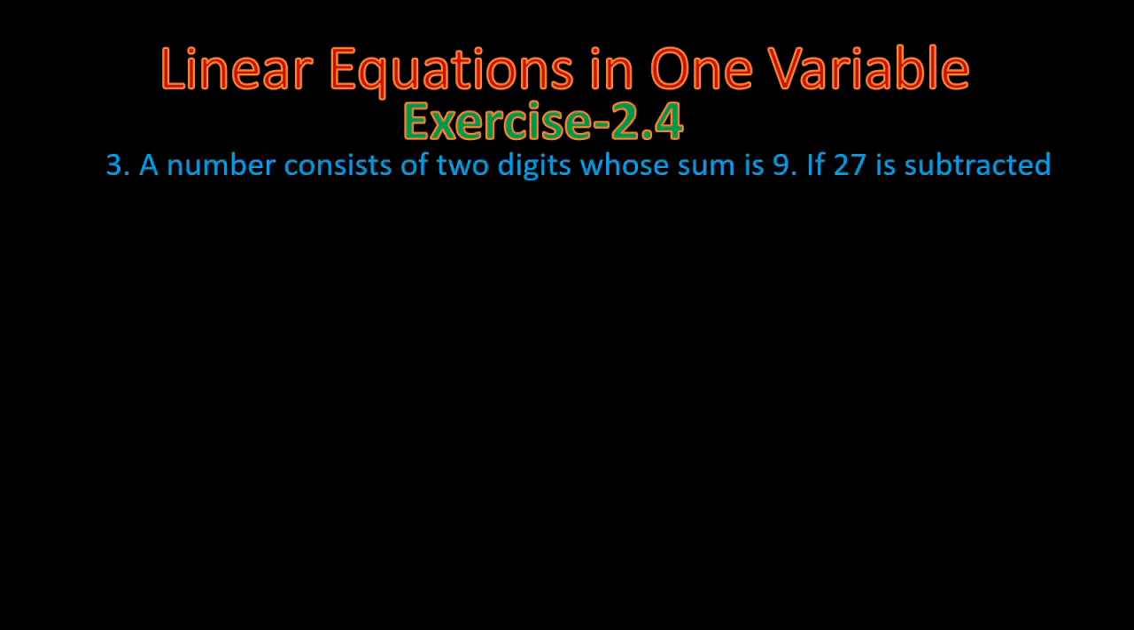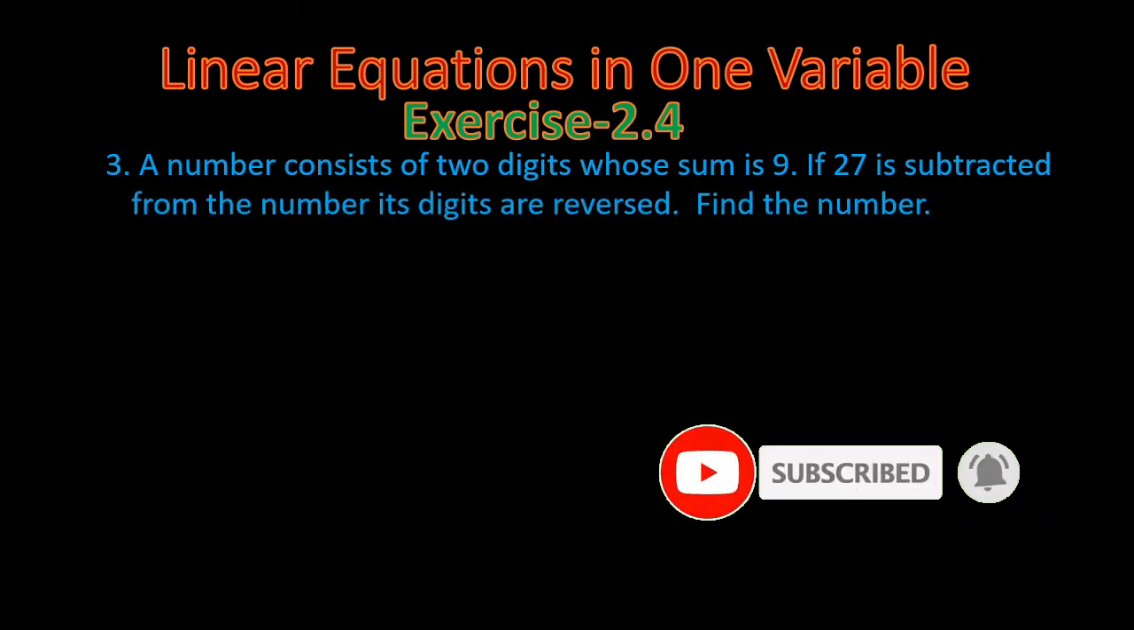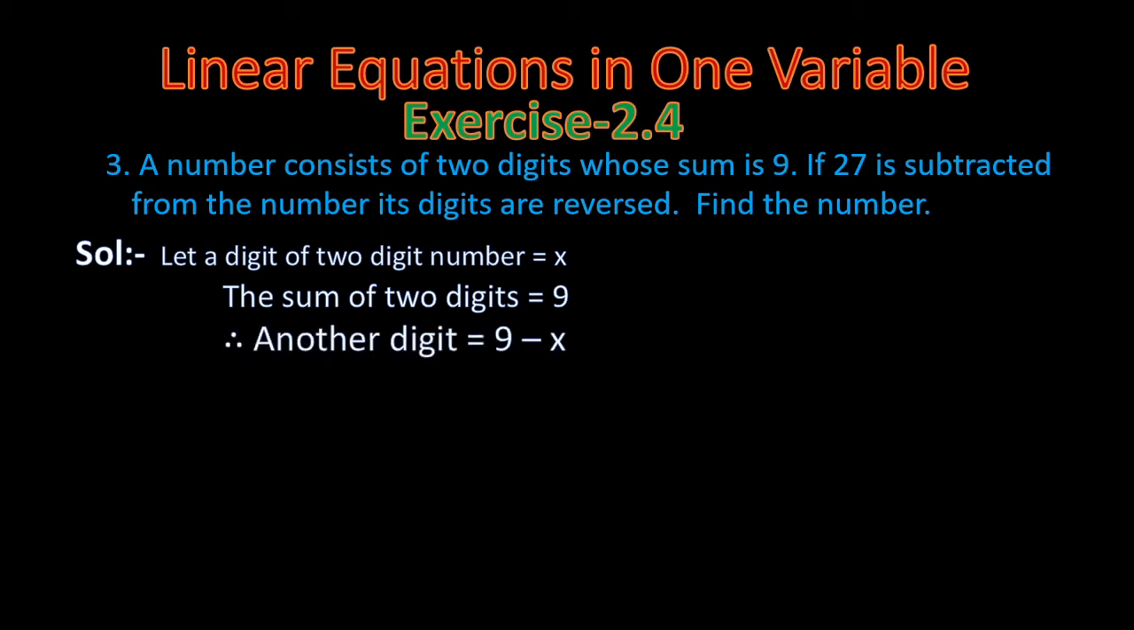Next, go to third problem. A number consists of two digits whose sum is 9. If 27 is subtracted from the number, its digits are reversed. Find the number. Solution: let a digit of the two-digit number be x. The sum of two digits is equal to 9. Another digit is equal to 9 minus x.